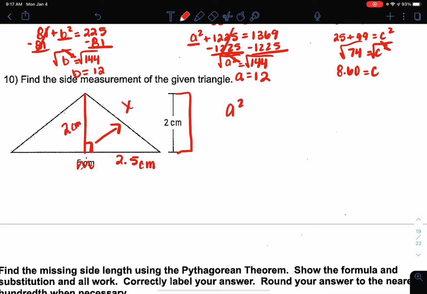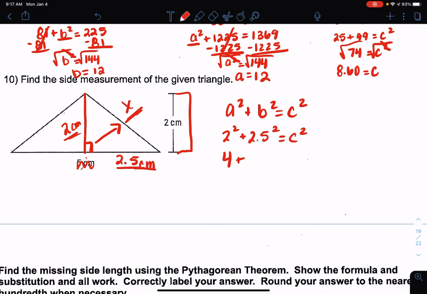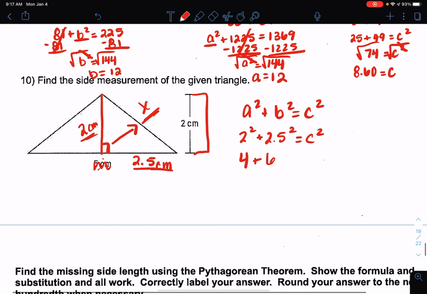So using my Pythagorean theorem, I have a squared plus b squared is equal to c squared. And remember, we're trying to find out what my hypotenuse is, so I'm going to plug in 2 and 2.5 into a or b. So I have 2 squared plus 2.5 squared is equal to c squared. 2 squared simplifies to 4, plus 2.5 squared is going to simplify to 6.25, is equal to c squared. When I add those two numbers to each other, I get 10.25 is equal to c squared.